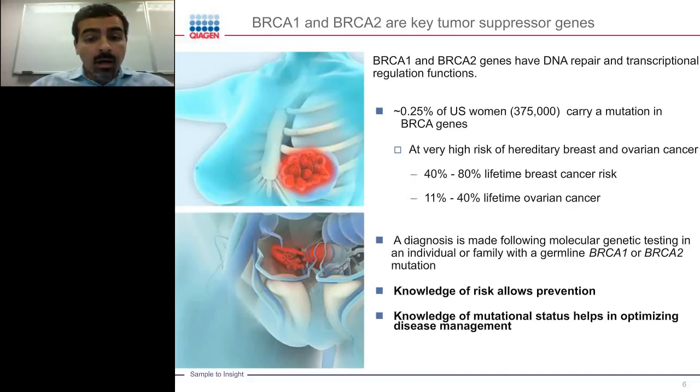Now, the importance of BRCA1 and BRCA2 mutational testing is highlighted by the fact that knowledge of the risks of breast cancer and ovarian cancer allows us to prevent those diseases, and knowledge of the mutational status of BRCA1 and BRCA2 can also help us in optimized disease management. And I will give you again an example of how those studies can be used in clinical trials.